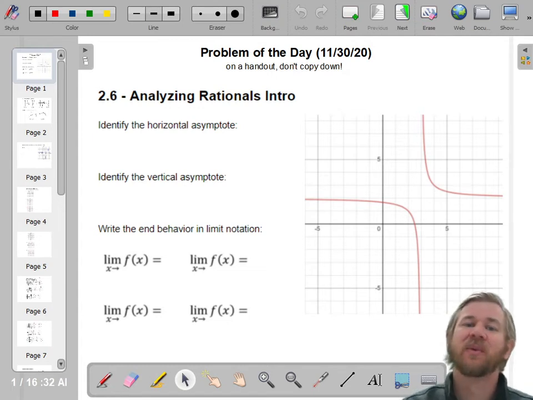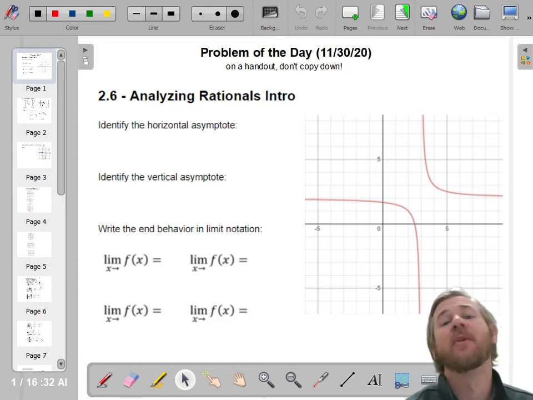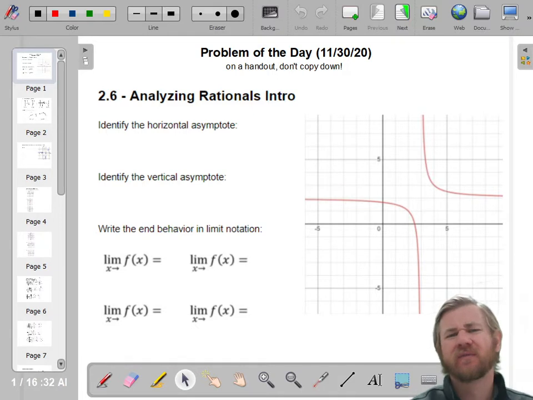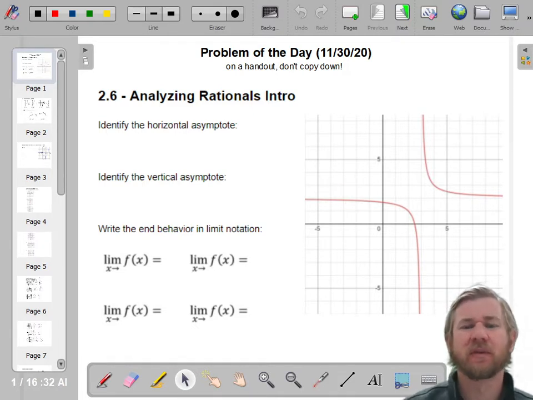Hello, ladies and gentlemen. We're going to now analyze some rational functions. You've seen most of this before. The notation for the limit stuff is new, but for the most part, you should feel pretty comfortable doing this.